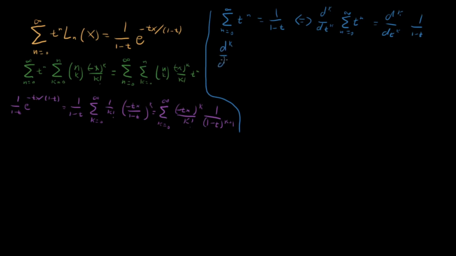d^k/dt^k of 1 over 1 minus t. What's that equal to? Well, if we take k derivatives, what are we going to have? We're definitely going to have 1 minus t raised to the k plus 1, right? Because for each derivative we take, this power is going to go from minus 1 to minus 2 to minus 3, all the way down to minus k plus 1. So we're definitely going to have that. But with each derivative that we take, we're also pulling down some constant, right? We're pulling down first a minus 1, then a minus 2, then a minus 3.